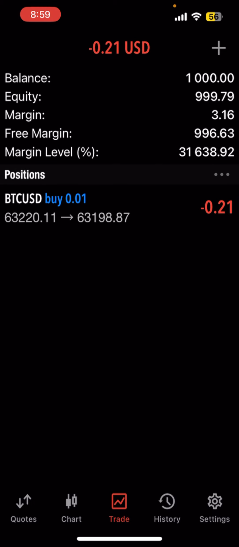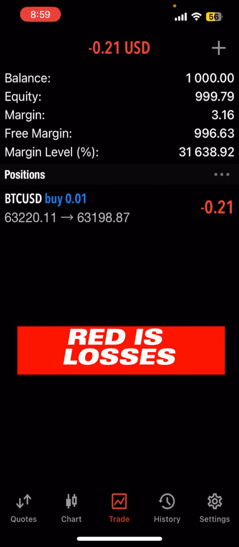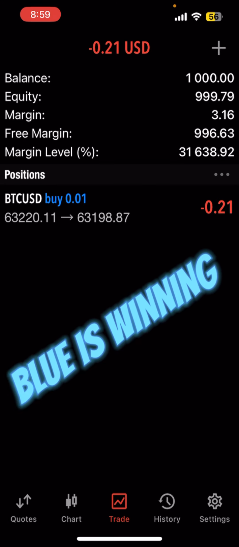So that's that. The other stuff that you're seeing here on top, where you're seeing 0.21 USD, that is your open trade, that is your floating PNL. Your PNL is basically your positions that you have open, that you're losing or winning, right? So your potential wins and losses essentially. Once you see it in red, that means you're losing money, and once you see it in blue, that means you're earning money.